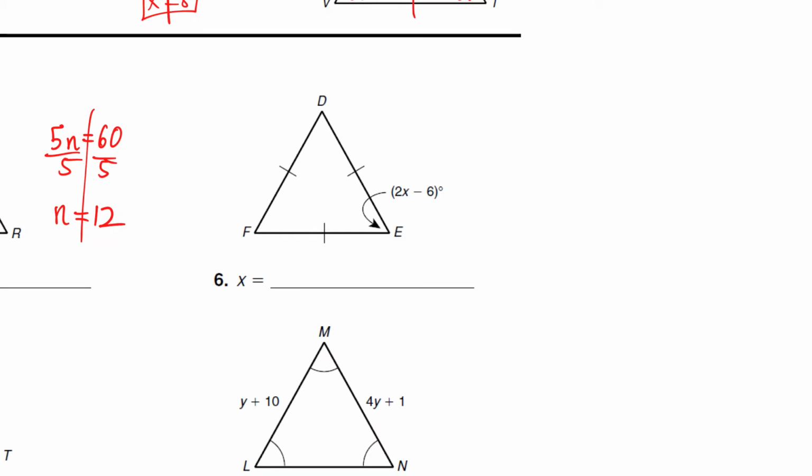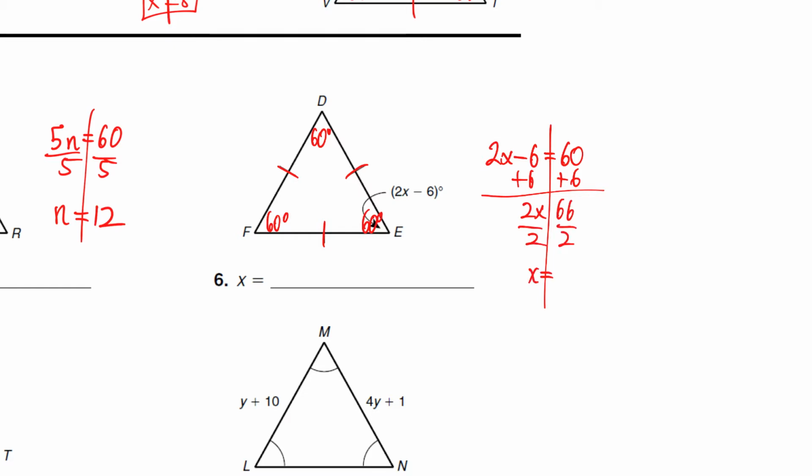Okay, number 6, same thing. It's equilateral, which means it's equiangular. So all the angles are 60. So I'm going to set 2x minus 6 equal to 60. What does x equal?